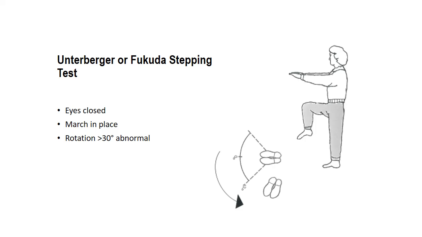Test 4, Unterberger's or Fukuda's stepping test. In this test, the patient closes eyes and marches in place for 50 steps. If they rotate more than 30 degrees to one side, that suggests a peripheral vestibular lesion on the side they turn toward.